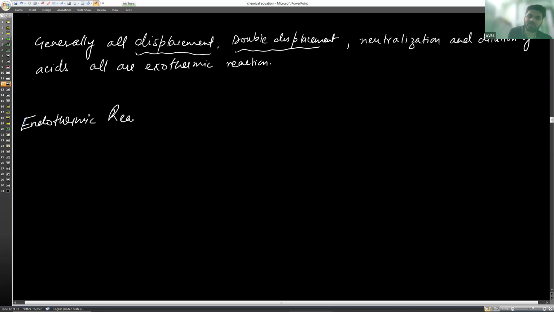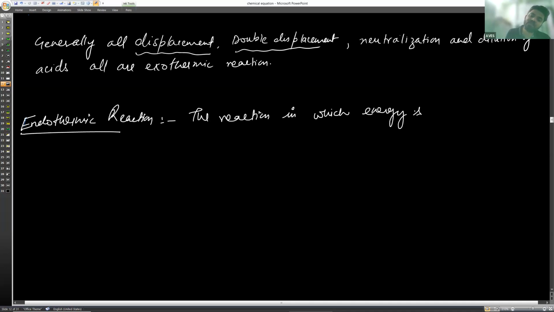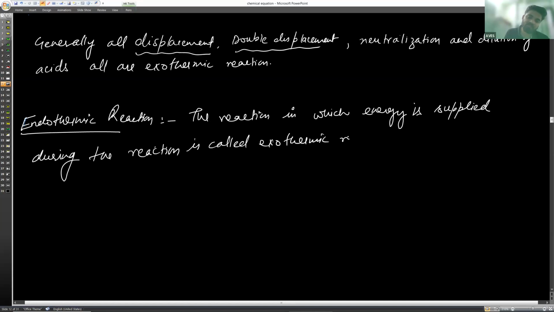Endothermic reactions. The reaction in which energy is supplied during the reaction is called endothermic reaction. Sorry, not exothermic, endothermic. The reaction in which energy is supplied during the reaction is called endothermic reaction.